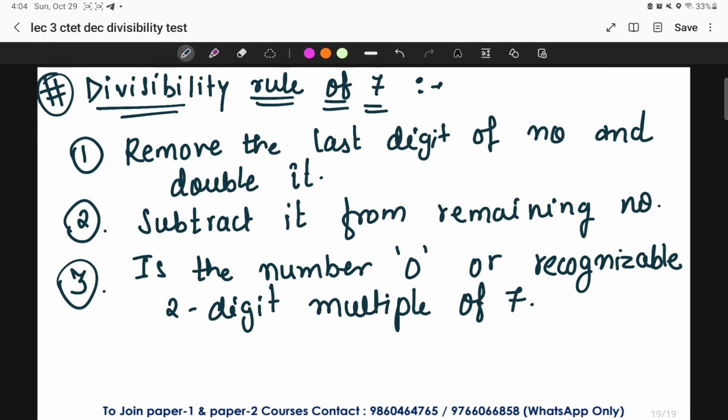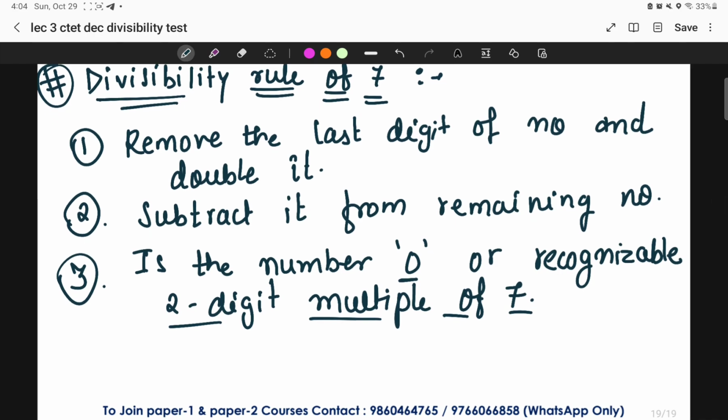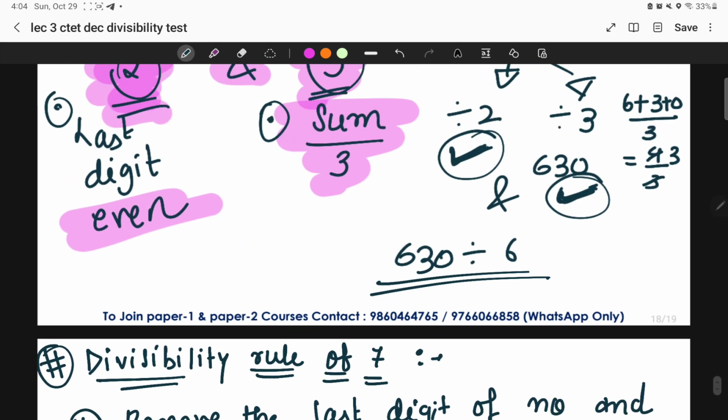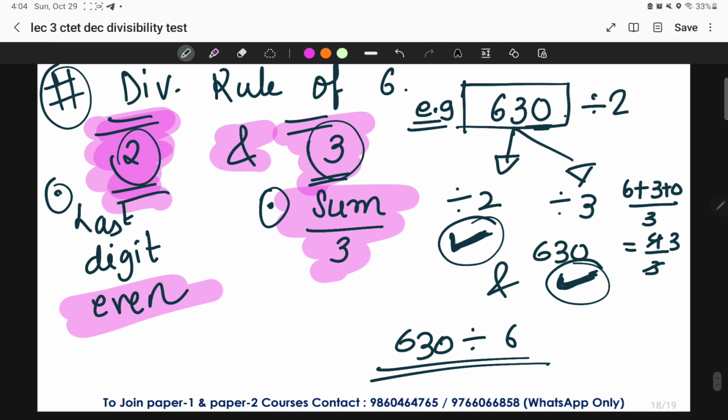It is mandatory. You have to remove the last digit in step number 1 and then double it. Subtract the doubled number from the remaining number, then you will get some number. After subtracting, if you get 0 or a recognizable two digit multiple of 7, it should be a two digit number and a multiple of 7. If you get it, what you have to do, and if you don't get it, what you have to do, I'll tell you.